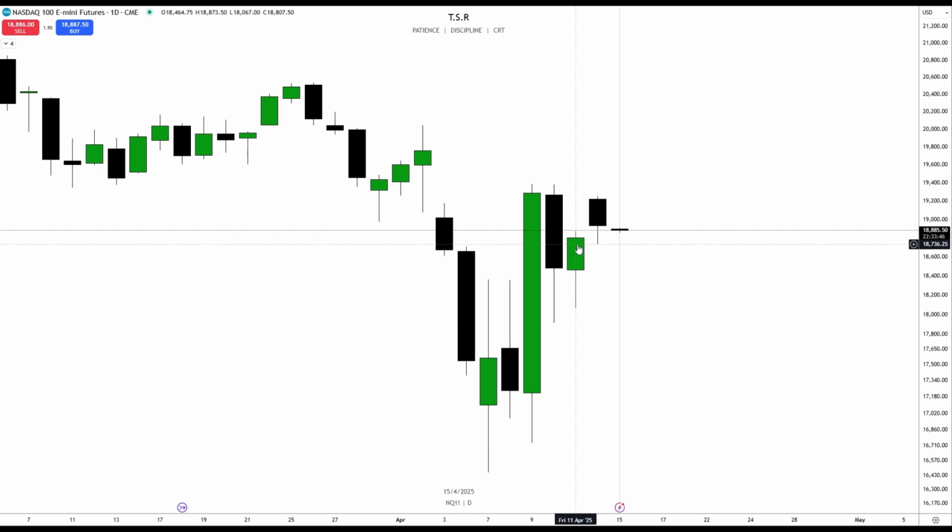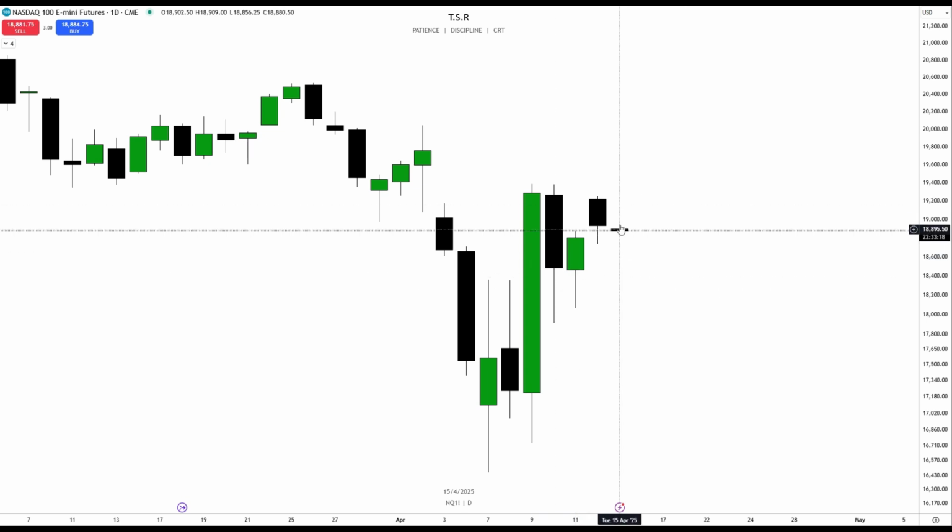We opened the week here with a gap above Friday's closing price. So this was Friday's close. This was Monday's open. That is not just noise. That's not random. It's the market leaving behind a very important clue on what's going to happen next.